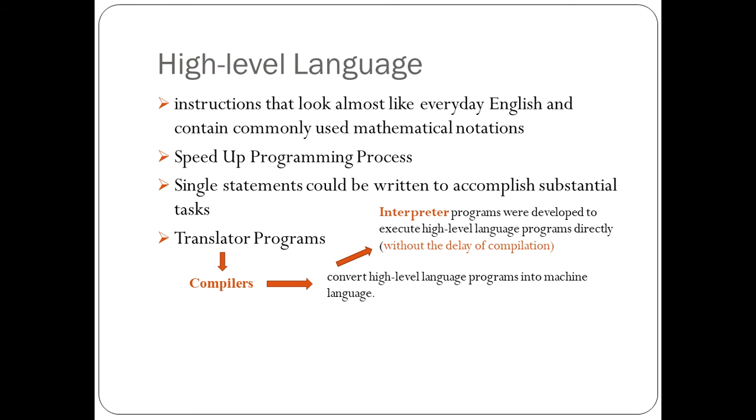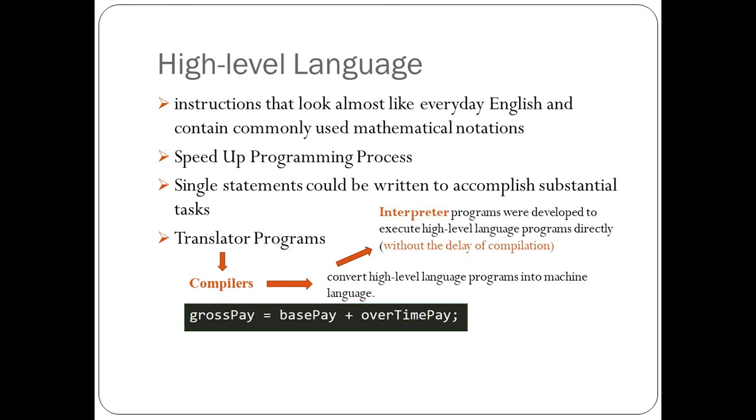Okay, so an example of a high level language code is this. We see the base P plus overtime P, and when you sum them up, you assign it to the gross P. So that is what was done with that. Now with all of this, let us get to a brief history of how the C language originated before we dive into the code.